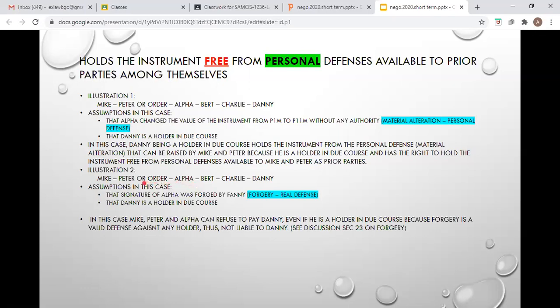Because take note, this is a payable to order instrument. And as we have said before, if you are a party before the forgery in a payable to order instrument, you cannot be held liable. Insofar as Mike and Peter are concerned, they have a valid defense against Danny, even if Danny is a holder in due course. Their defense here is the defense of forgery.